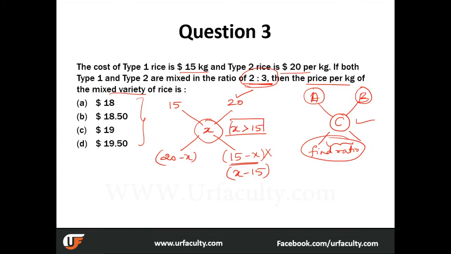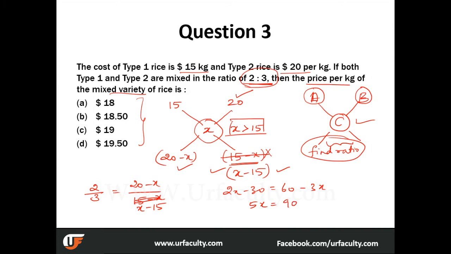We know that this ratio is equal to 2/3, right? So how do we write it? 20 minus X by 15 minus X. Sorry, X minus 15, which is this, right? This is wrong. So what happens now? 2x minus 30 is equal to 60 minus 3x. So what do we have? 5x is equal to 90 and x is equal to 18.